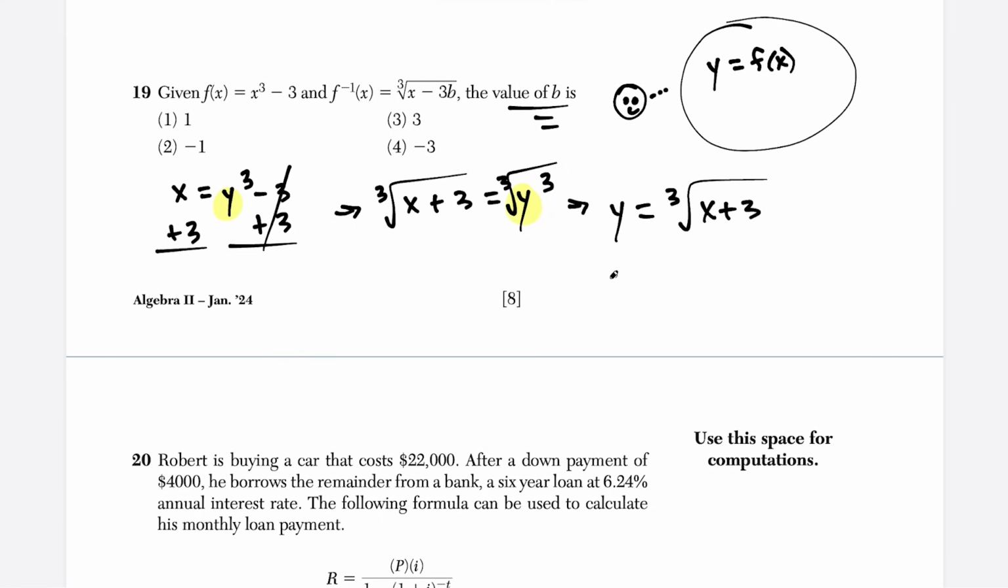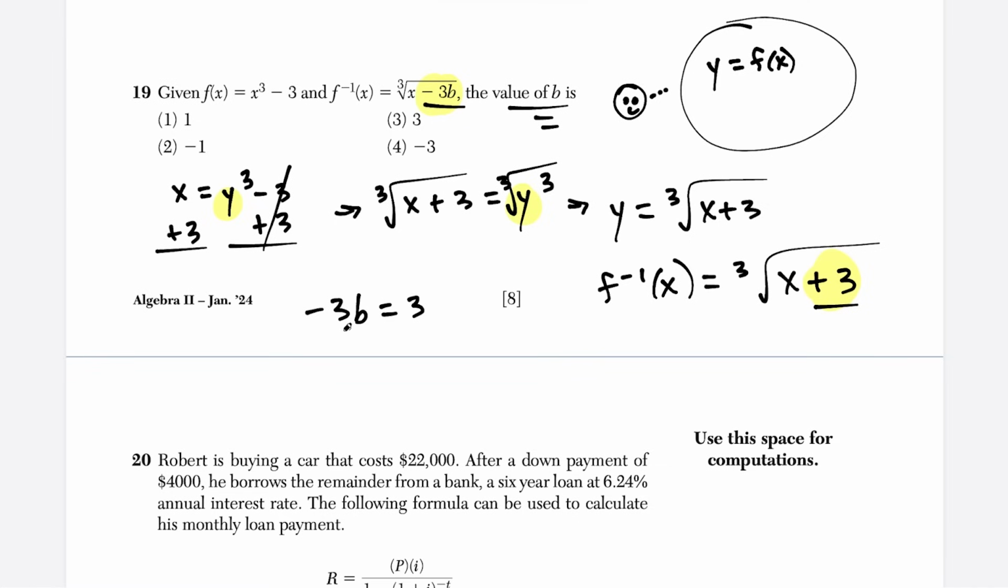I can name this as our inverse function. I can say f inverse of x is equal to the cube root of x plus 3. But notice in this question we have the cube root of x minus 3b, and this term, the minus 3b, is matching up with the plus 3. So I'm going to set these two terms equal to each other: minus 3b equal to 3. If I solve for b, I divide both sides by negative 3. This tells us that b is equal to negative 1. We can even see here, if we plug in b equals negative 1, we get the cube root of x minus 3 times b, which is negative 1.